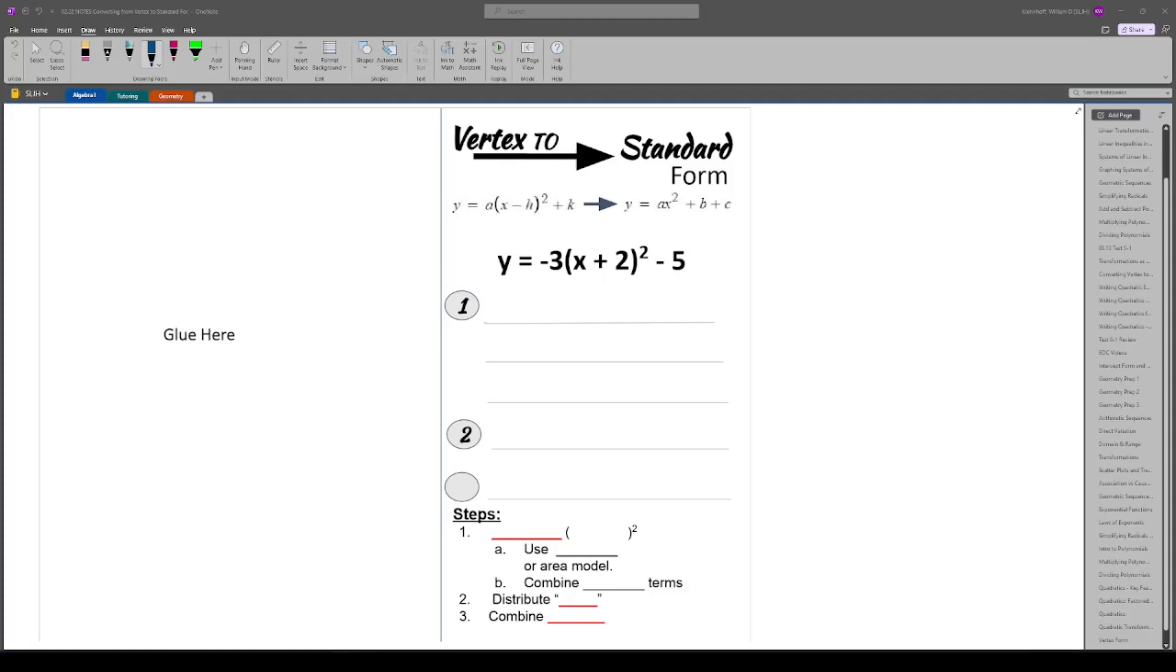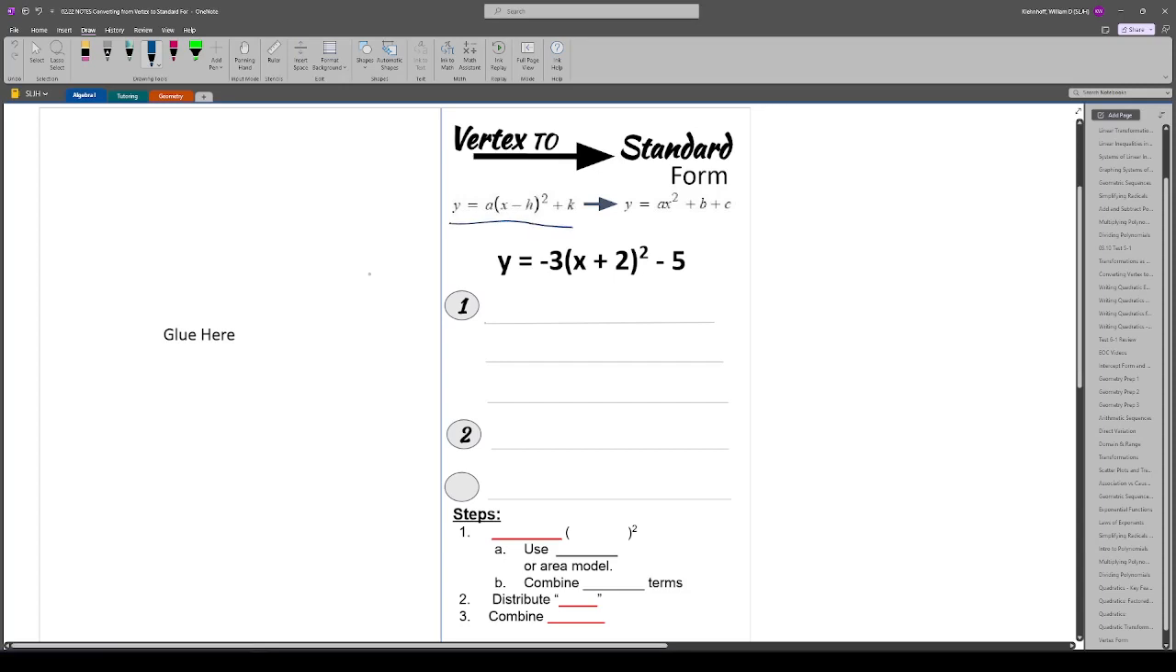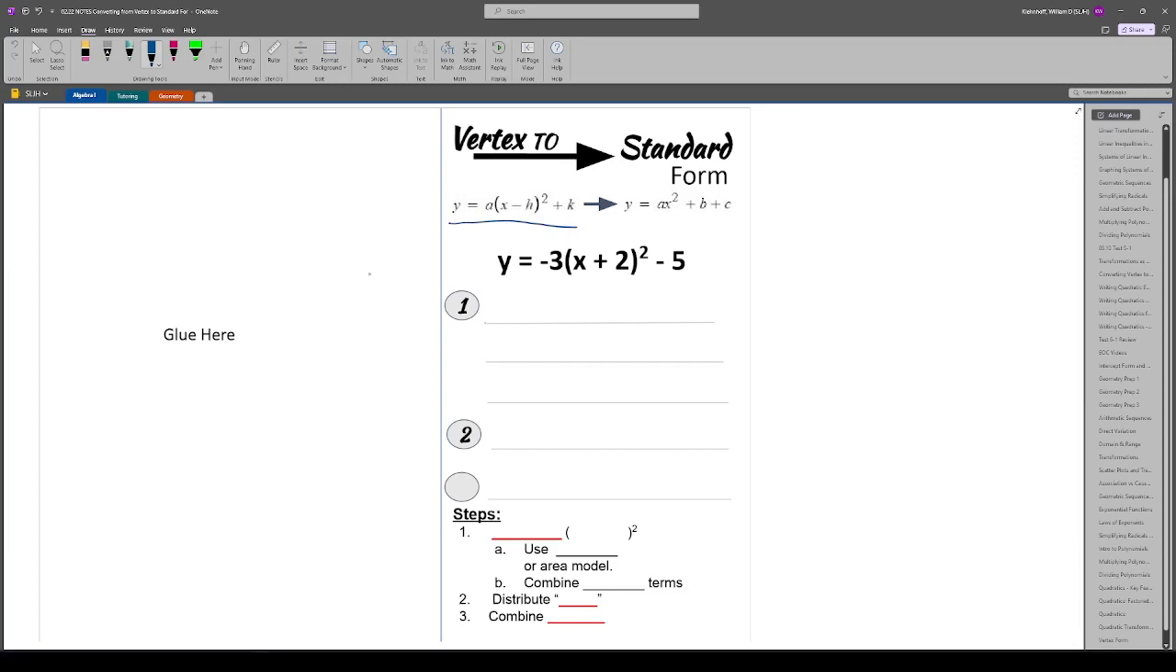Today we continue working with transformations and vertex form of quadratic equations. Our goal is to convert from vertex form, y equals a times (x minus h) squared plus k, into standard form, which is our most simplified version of this trinomial, ax squared plus bx plus c. And to do that, we're going to use our polynomial operations to multiply and to combine like terms.